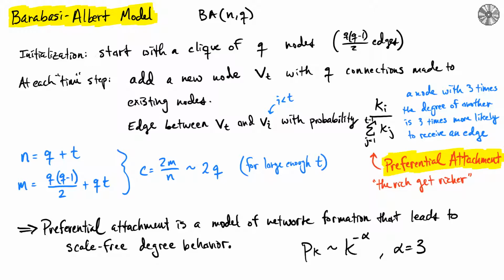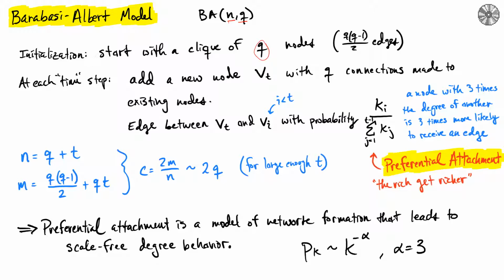So the first one we'll talk about is the Barabasi-Albert model. This takes in two parameters, one that is the number of nodes, one is this Q parameter. And this is essentially the number of edges that each node contributes to the graph. And we'll see exactly how that works. So the initialization step says that we start with a clique of Q nodes. So that means Q nodes that are completely connected together.